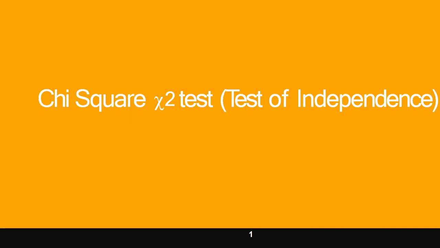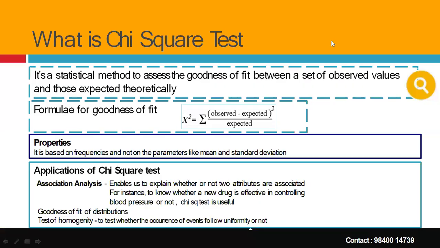So what is this chi-square test all about? It's also a statistical test, right? Using the chi-square test, we can assess the goodness of fit between a set of observed values and those expected theoretically. Observed is your actual value, and the expected value. So what do we mean by actual value and expected value in general here?